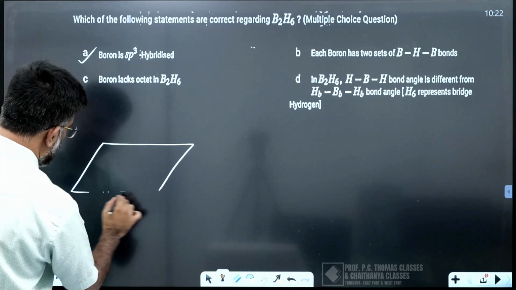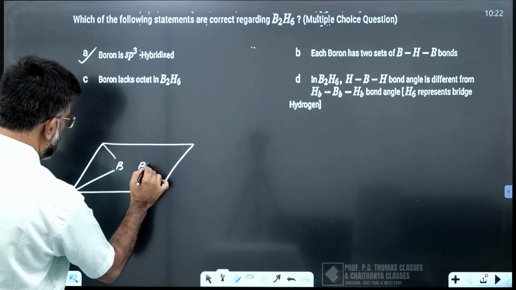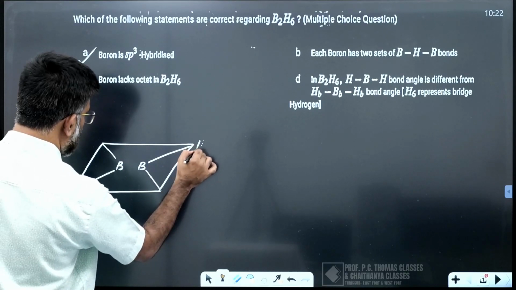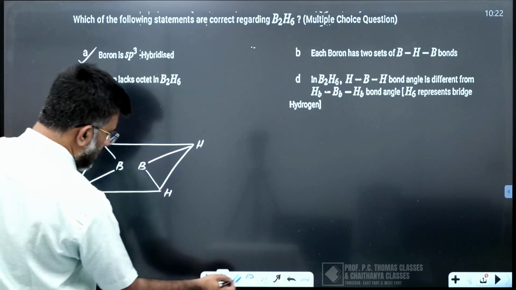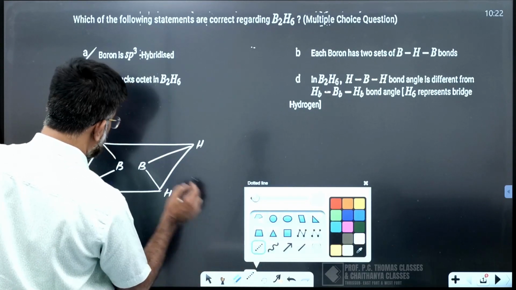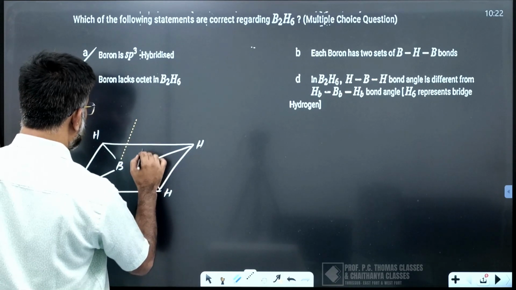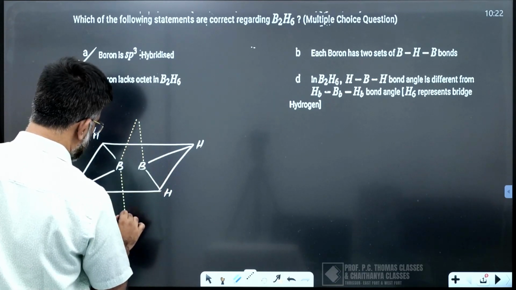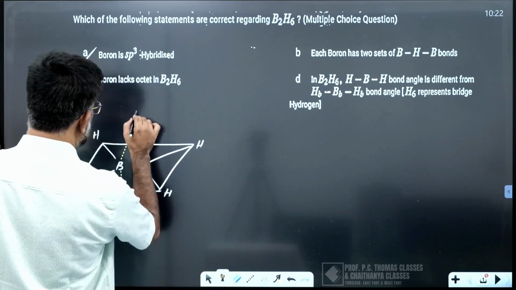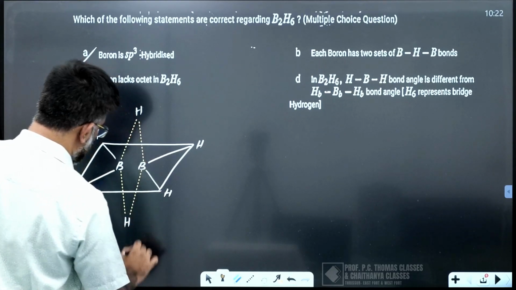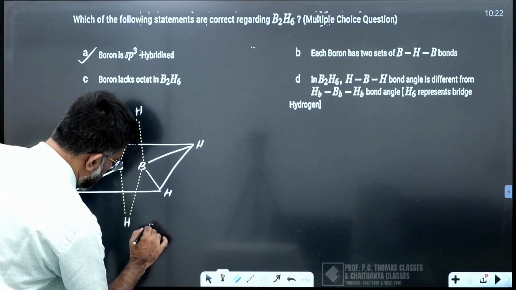All of you may be aware of it. Here we have boron and 4 terminal hydrogen atoms like this, and 2 bridging hydrogens like this, one to top and one to bottom. So here you have a hydrogen and here you have a hydrogen, right? And overall boron makes sp3 hybridization.